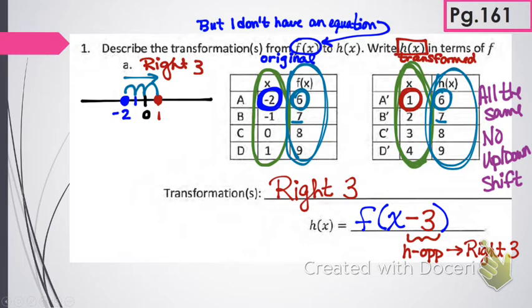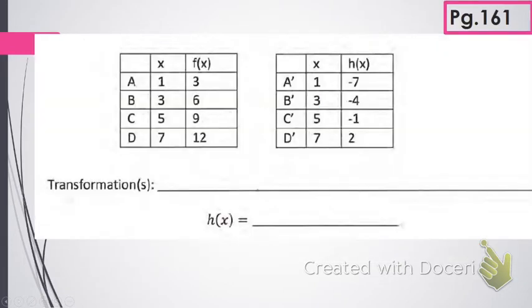Let's go look at that second set of tables. Same thing, f of x over here, the x's are the same, is my original. And over here is my transformation.